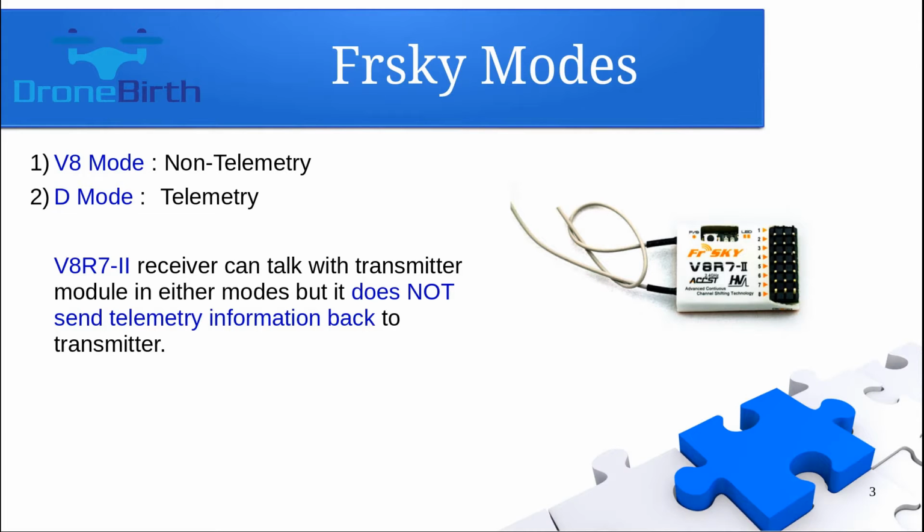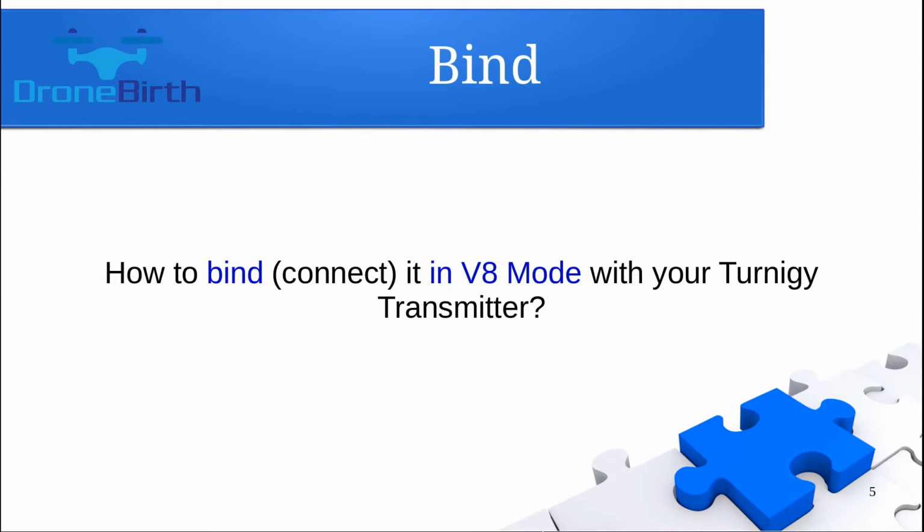It is important because you need to decide which mode you would like to use, because there are different methods for binding, depending on the mode you would like to use. But this specific receiver does not send telemetry information back to the transmitter, so we're going to bind it as a V8 mode receiver. Now let me show you how you can bind.